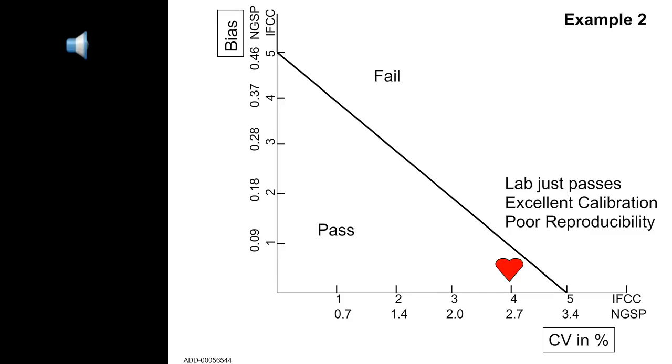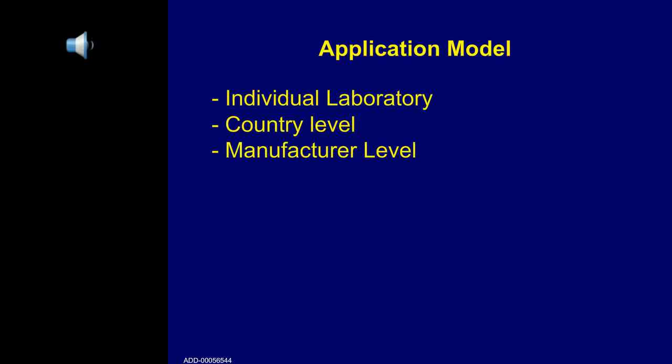And here you see the other example. Hardly any bias, but a high CV. And that is also just good enough to pass the criteria.